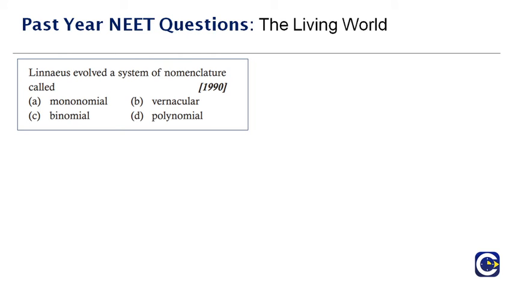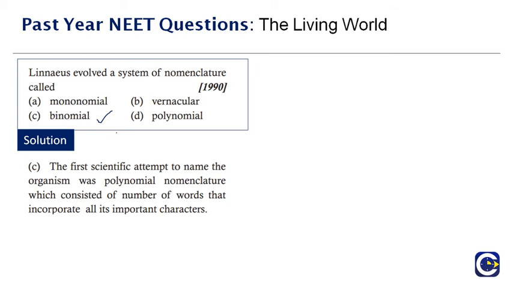Linnaeus evolved a system of nomenclature called, we all know the answer, it is binomial. We've already spoken about this binomial system a lot. So this answer, I think it is straightforward. The answer to this question is option C, binomial.